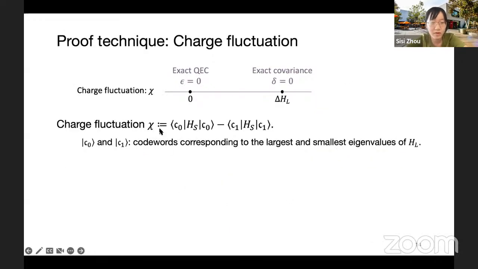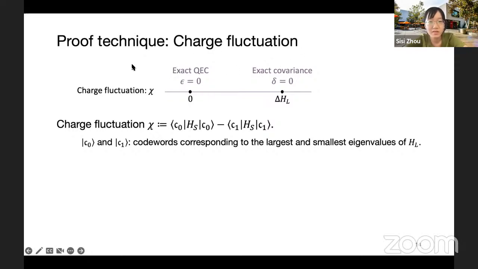Okay, so finally, I'm going to talk about the proof technique of our two trade-off relations. In fact, the techniques to prove the two trade-off relations are very different. In order to prove the first type of trade-off relations, we make use of this concept called charge fluctuation.